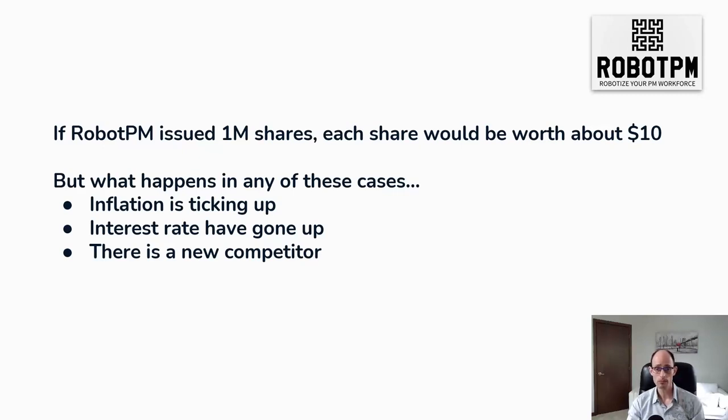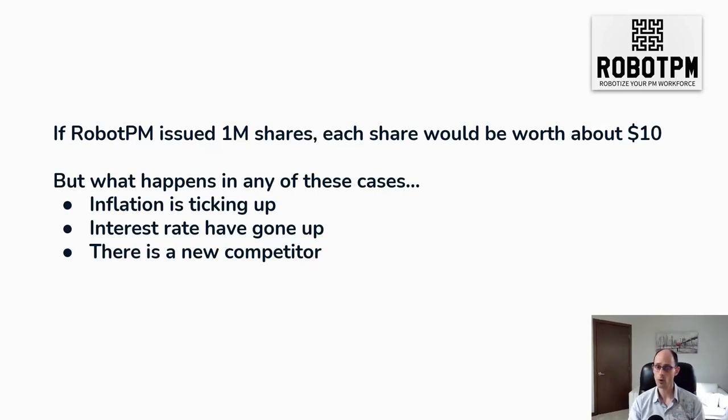And perhaps there's a new competitor in town, and investors fear that the company's future profit projections have become a lot riskier. In any one of these cases, my friends, the discount rate, which we accepted as 10%, would have to increase. For example, if inflation is on the rise, then the $1 million that Robot PM will make next year is worth even less than we previously thought, because by the time we get to that future, this money will buy us even less.